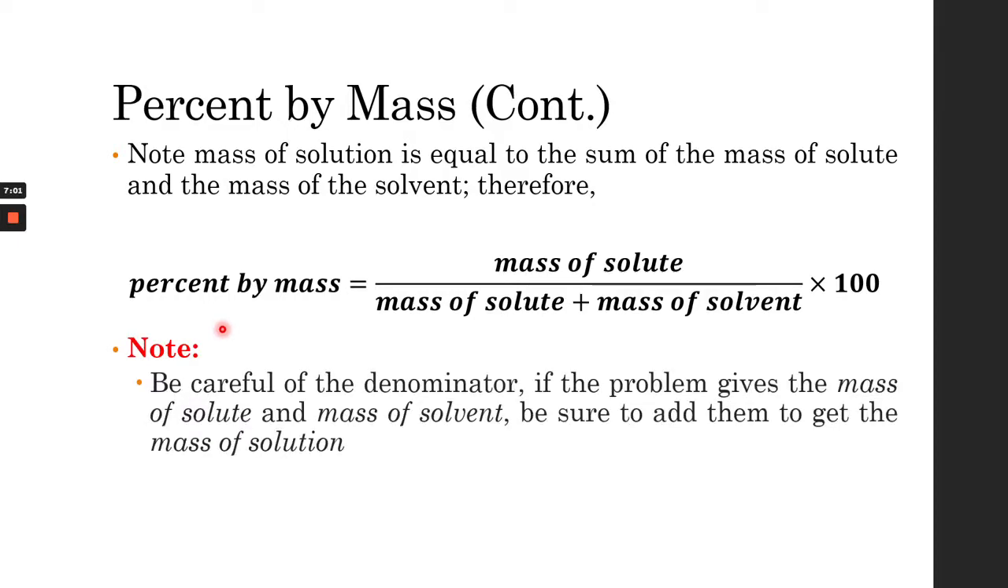Note, be careful of the denominator. If the problem gives the mass of solute and mass of solvent, in order for you to get percent by mass, you have to add the mass of solute and the mass of solvent to get the mass of solution.